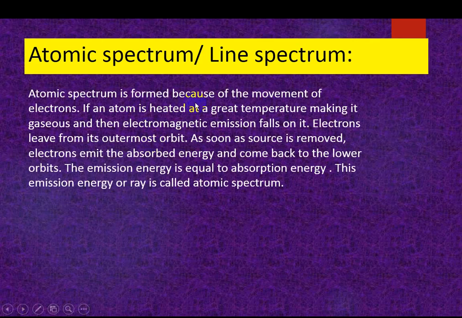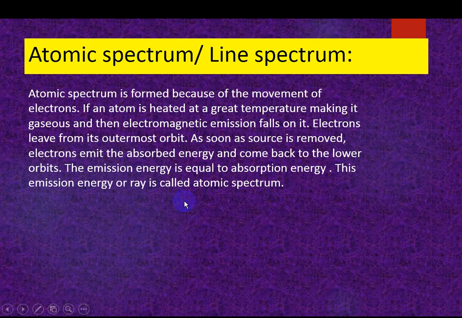Atomic spectrum is formed because of the movement of electrons. If an atom is heated to a great temperature, making it gaseous, then electromagnetic radiation falls on it. Electrons leave from the outermost orbit, and as soon as the energy source is removed, the electron emits the absorbed energy and comes back to the lower orbits. The emission energy is equal to the absorption energy. This emission energy or ray is called atomic spectrum or line spectrum.